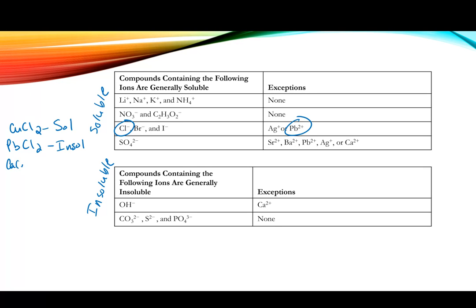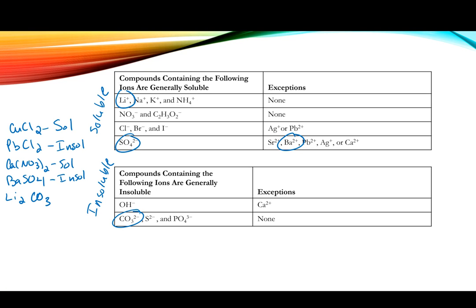Calcium nitrate. Nitrates are always soluble, so that one's soluble. Barium sulfate. Sulfates are typically soluble, but let's check the exceptions. Barium's an exception, so that makes it insoluble. Lithium carbonate. Now this is a tricky one because lithium's in the soluble with no exceptions, and carbonate's in the insoluble with no exceptions.